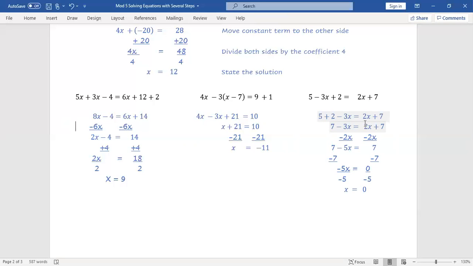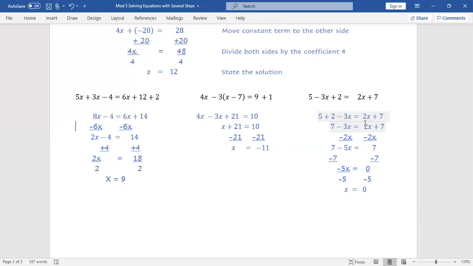Now my next focus is getting the variable terms on the same side. So I'm going to subtract 2x from both sides, which gives me 7 minus 5x equals 7. Now I need to move my constant terms, so I subtract 7 from both sides, which gives me -5x equals 0. Now, the object is to get the x all by itself to isolate the variable, so I have to divide away the coefficient, the number in front of the x, which is -5 in this case.